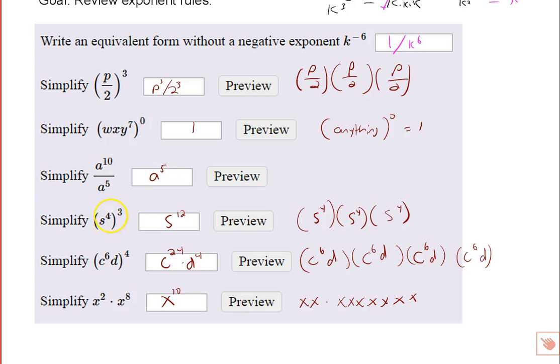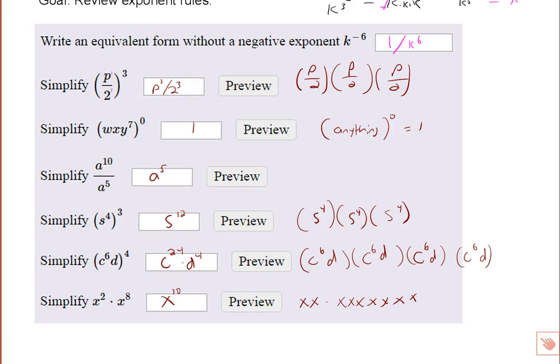Same thing here, a power to a power, 4 times 3 is 12. When we are dividing things with the same base, these are both a raised to a power, we end up subtracting the powers. We subtract the exponents. 10 minus 5 is 5. We saw that anything to the 0 power is 1. We can do the same thing here. This is stuff to a power, so this is p to the 1st power, and 1 times 3 is 3. That's why we got p cubed. And 2 to the 1st power, 1 times 3 is 3, so we have 2 to the 3rd power.